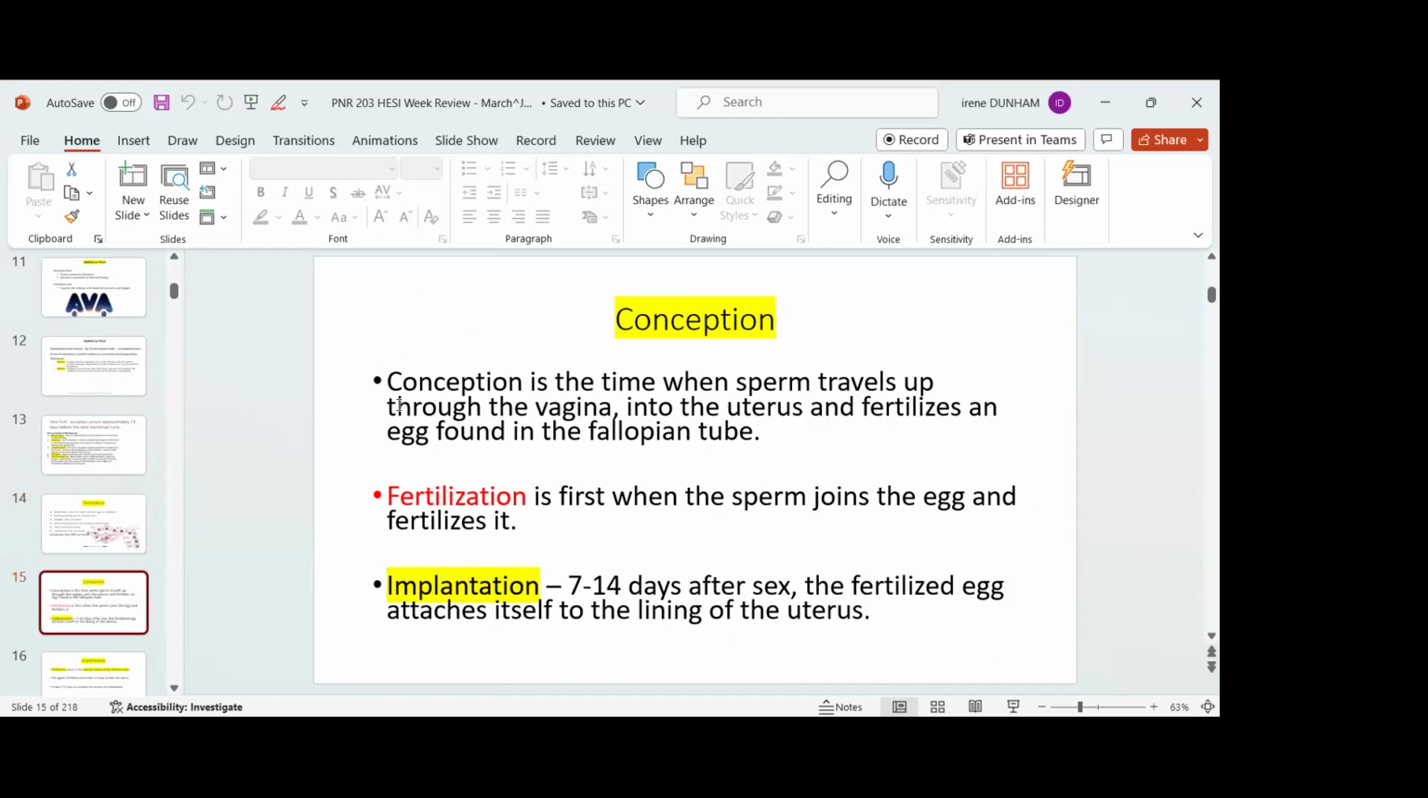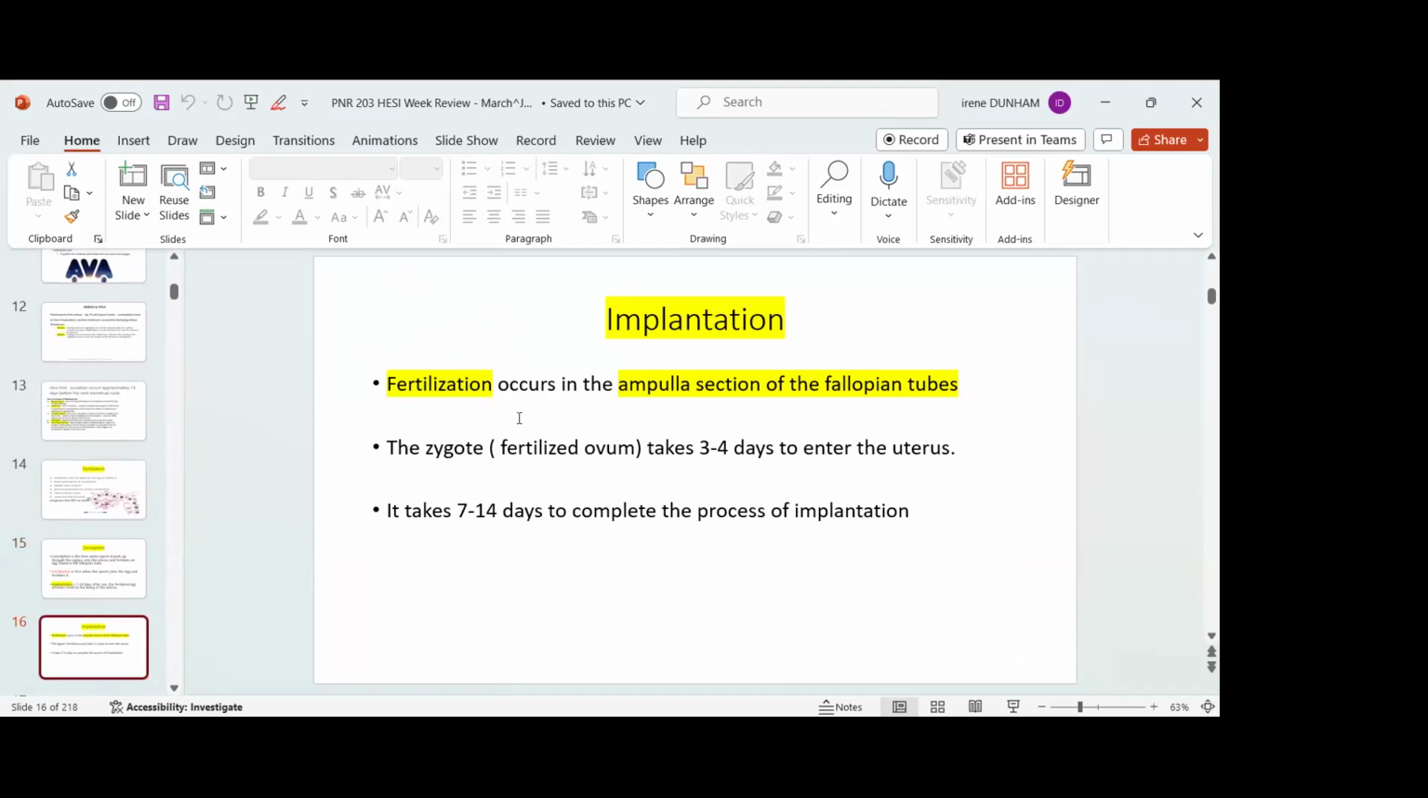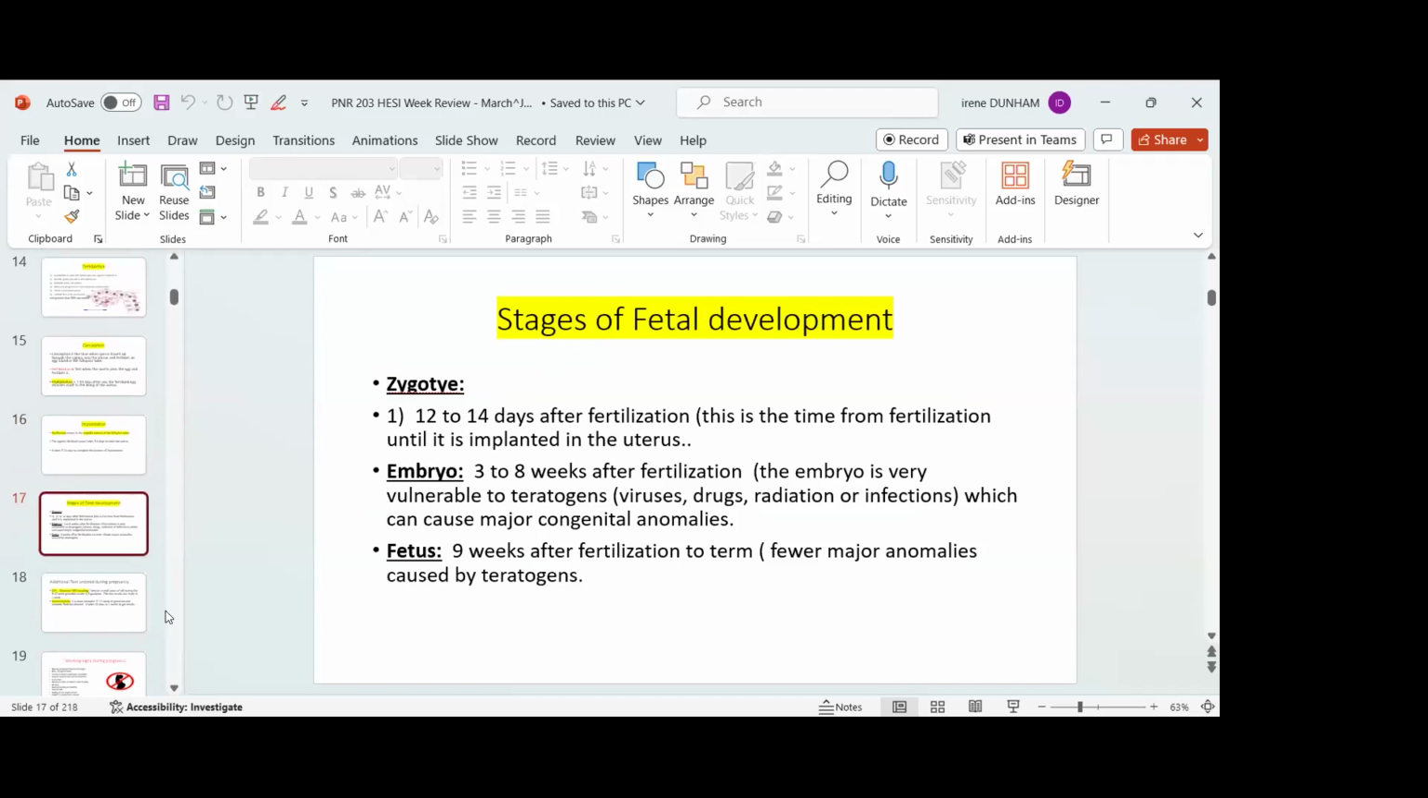I've already gone over this, but it's just going over conception. So we just went over that already. I'll go here. And another slide was on implantation. Okay. All right. So here's your, remember fetal development? You have the zygote, and it's the time from fertilization until it's implanted in the uterus. And then it turns from a zygote into a little embryo. And this goes from like week 3 to week 8 after fertilization. And they go through a lot of changes.